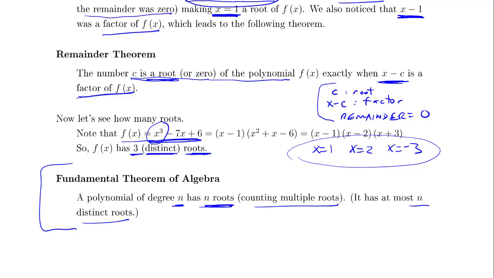And that's a beautiful result, that as soon as we see a polynomial, as soon as we can recognize its degree, then we know exactly how many roots that polynomial has if we do f of x equals 0. Big result. Fundamental theorem of algebra.